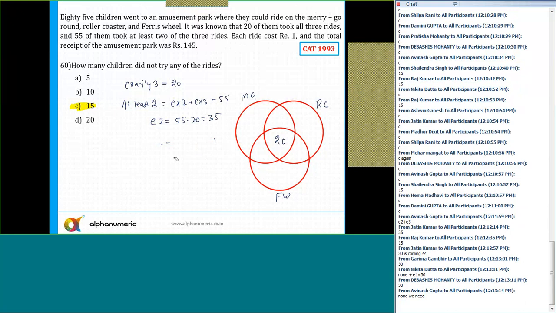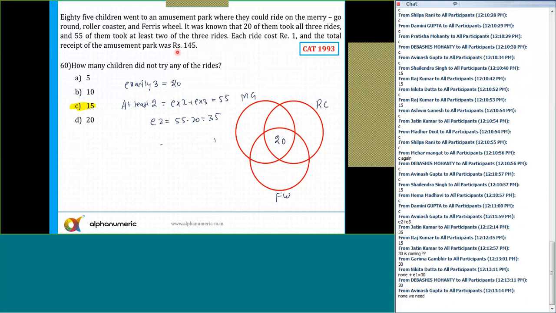Okay, now this one. Just remember one thing. There will be a few students who have not taken any ride. Nothing has been mentioned. It simply says that 85 children went to an amusement park where they could ride. So it might be possible that a few children haven't taken any ride. Here 20 of them took all the 3 rides and 55 of them took at least 2. At least 2 equals exactly 2 plus exactly 3, which is 55. So we have got exactly 2 as 35 here.